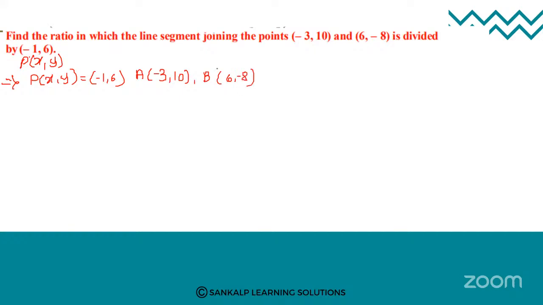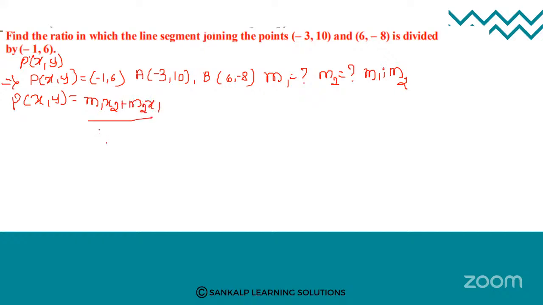Okay. Now, so what we need to find out here? We need to find out the ratio M1 and M2. Okay, M1 is to M2, we need to find out. Yes, okay. Now, what is the section formula? Section formula is P x y is equal to M1 x2 plus M2 x1 divided by M1 plus M2.